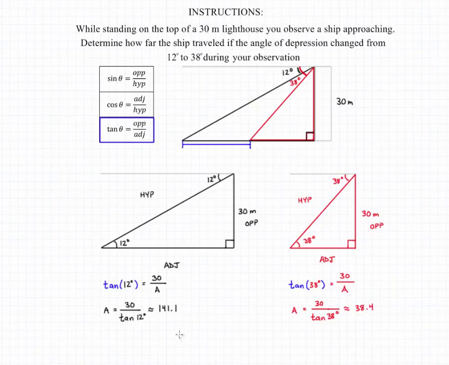Now, the length that we're looking for is actually the large base minus that smaller base. So the distance is going to be 141.1 meters minus the 38.4 meters that we calculated, which will give us our final answer that the distance that the ship traveled is 102.7 meters.